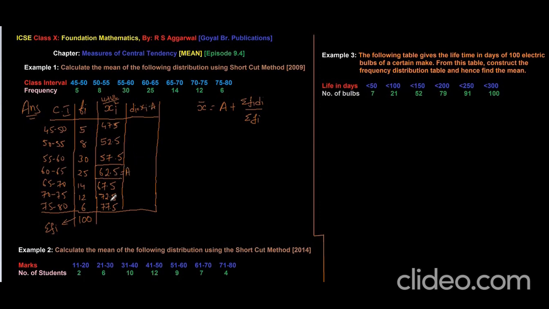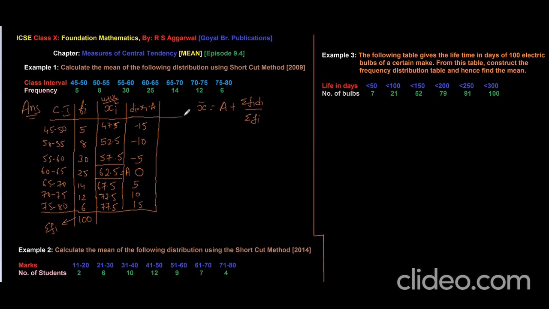So now xi means these values, A means 62.5. So now this becomes 62.5 minus 62.5, it becomes 0. Then 57.5 is xi minus 62.5, so that will be giving you minus 5. This is going to give you minus 10, and this is going to give minus 15. Here it will be 5, here it will be 10, and here it will be 15.